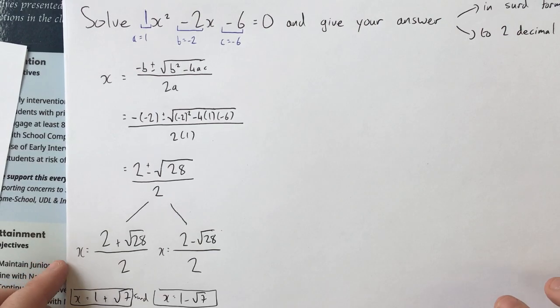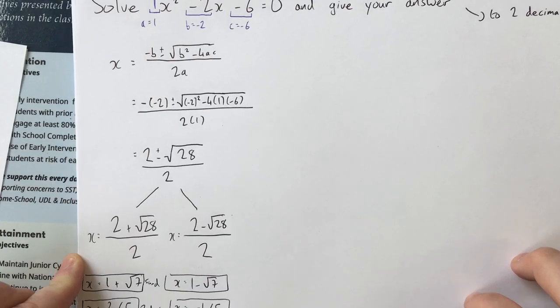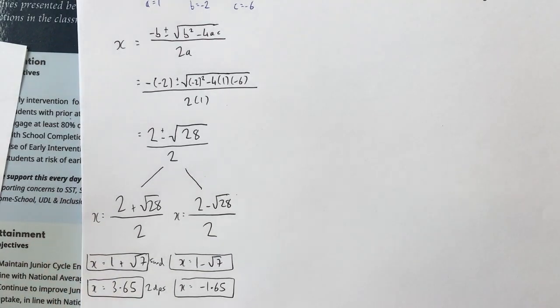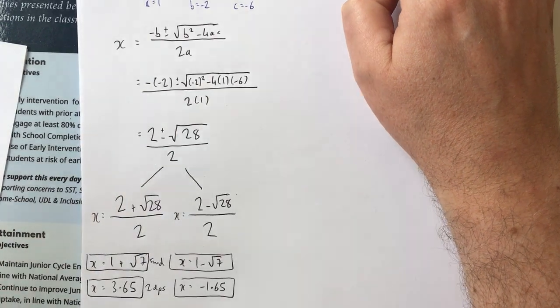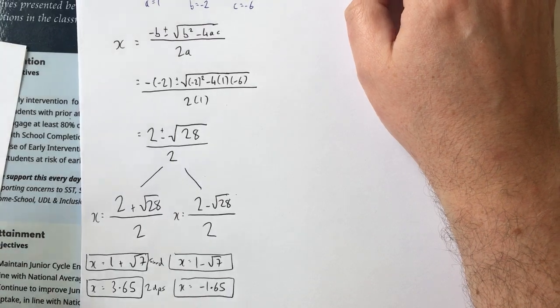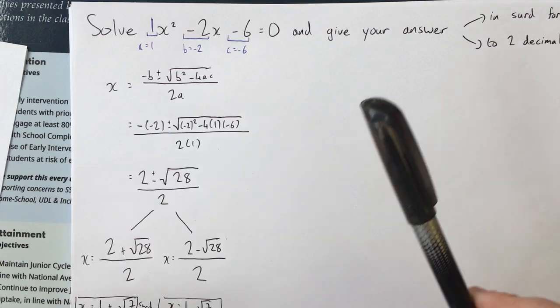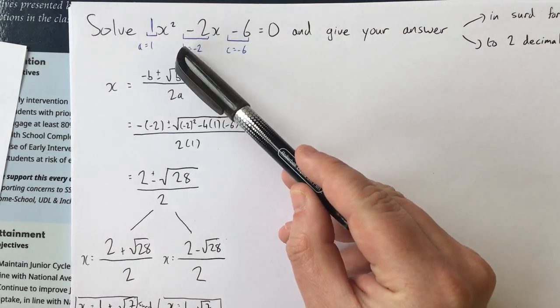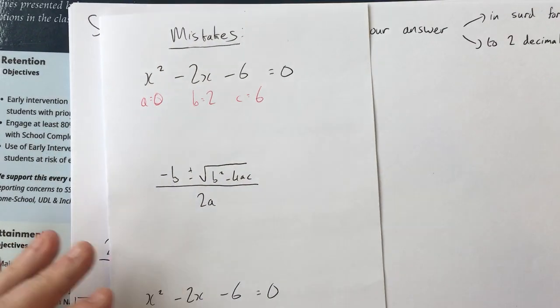Just a follow-up video to this one where I solved this using the minus b formula, showing some common mistakes that people make. So if you're doing questions and you're not getting the answers the book tells you that you should get, these are some things to check. As I said, your A is 1, your B is -2, your C is -6. So that would be a common mistake.